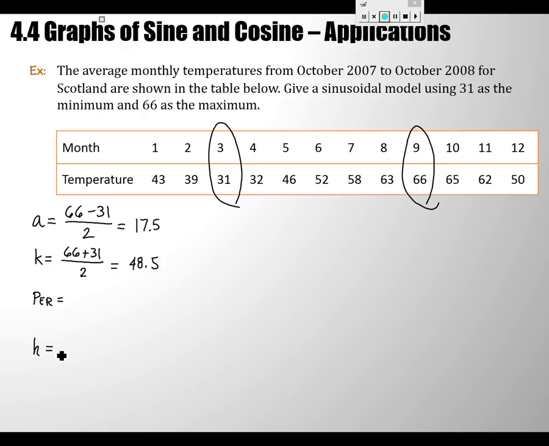What's the period? I'm having trouble with that. Oh, is it just 12? Like, as in 12 months? Oh, that makes sense. So B is like pi over 6, I guess. 2 pi over 12. And H, what do you use for H? You have a choice. What would you like to use for H? 3? Okay. So I think we're ready to write down our model.